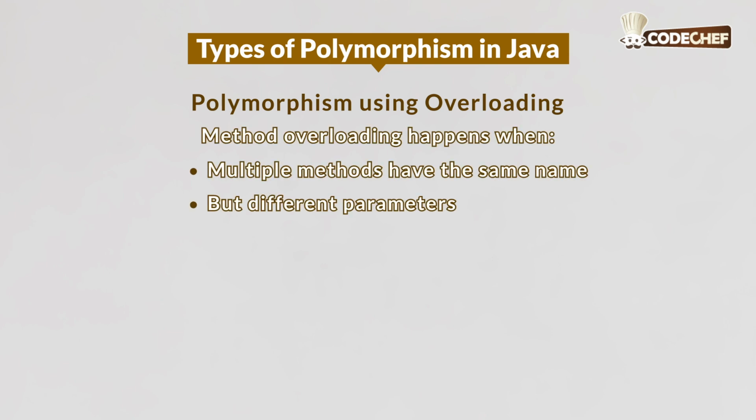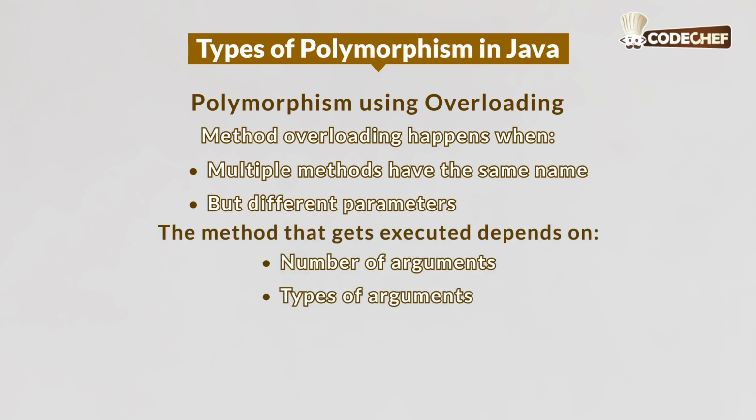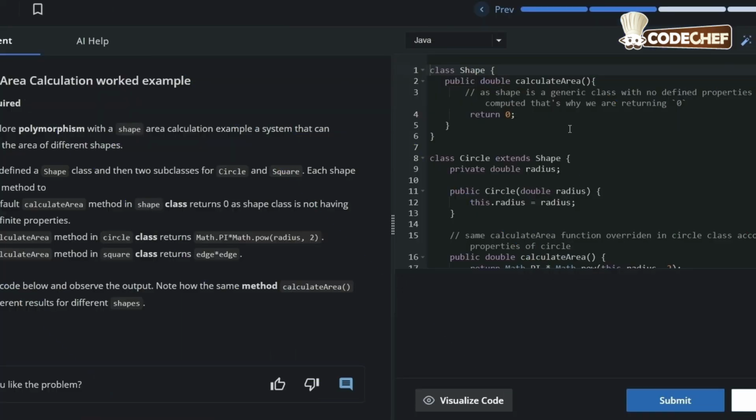Now next, we talk about polymorphism using overloading. Here the basic concept is method overloading happens when multiple methods have the same name but different parameters. The method that gets executed depends on the number of arguments and type of arguments. This is compile time polymorphism. Now let's understand polymorphism with a real coding example. We'll create a system that calculates the area of different shapes.